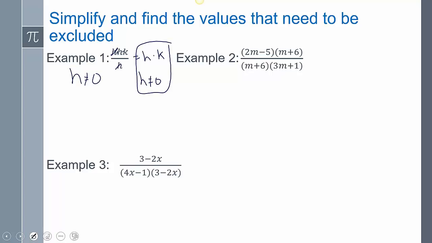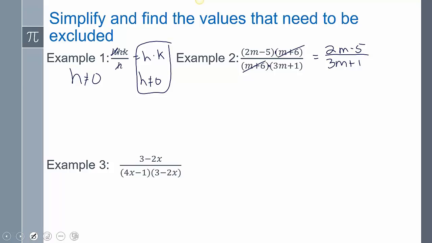All right, example number 2. This is being multiplied, so these are factors. The factor that's the same on top and bottom that's going to reduce is the m plus 6. And so I'm going to be left with 2m minus 5 over 3m plus 1. So that's what it looks like when it's reduced.